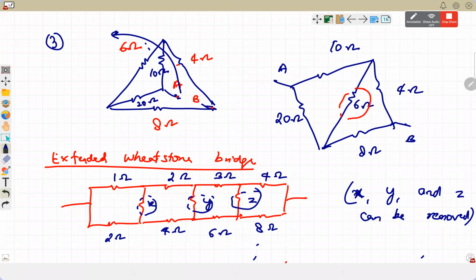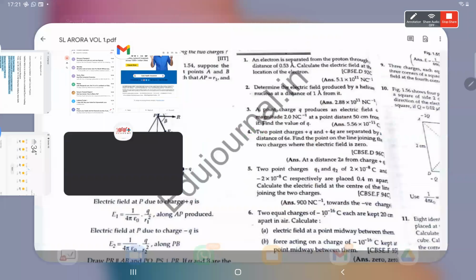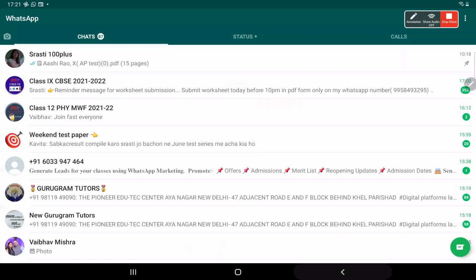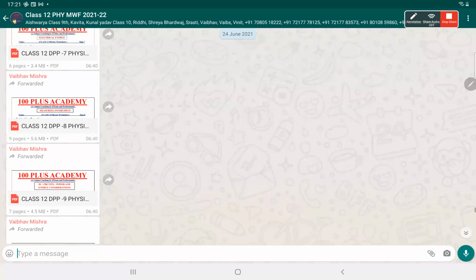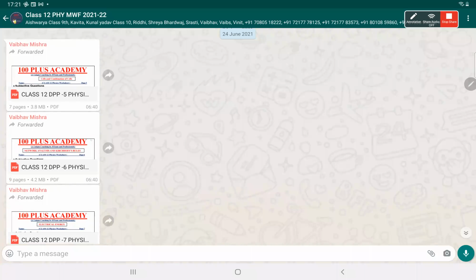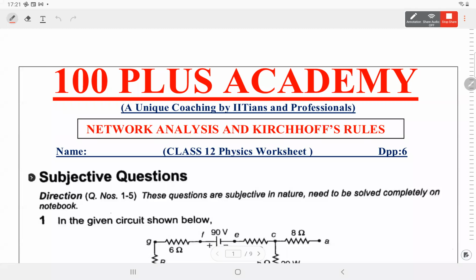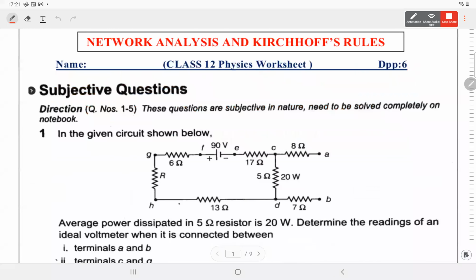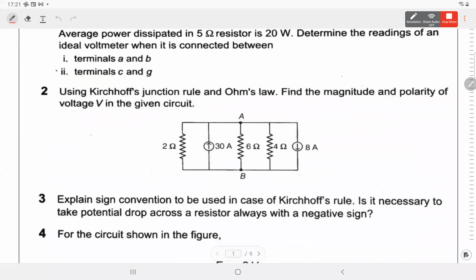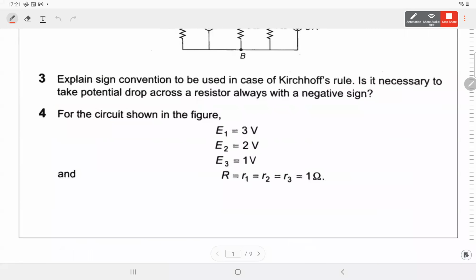We did some questions based on the series and parallel combination of the circuit. I shared one of these worksheets: series and parallel combination of resistors, and network analysis and Kirchhoff rule. We have mostly done the series and parallel questions; the remaining ones you have to do. This is using Kirchhoff's law and junction law. Based on Kirchhoff's law and junction law, we have to find the current and so on.